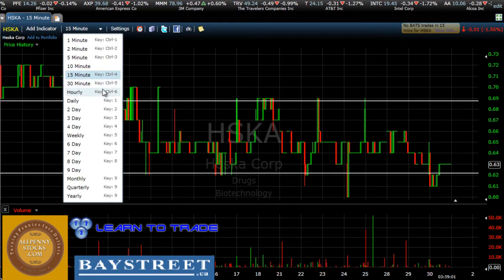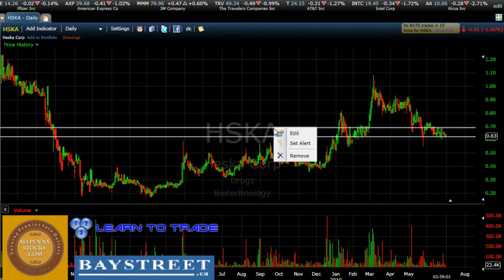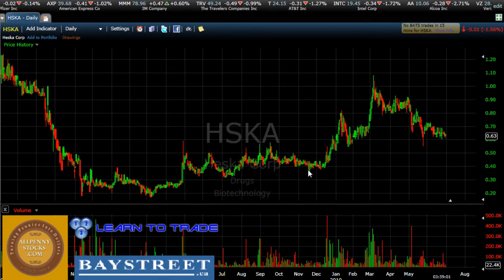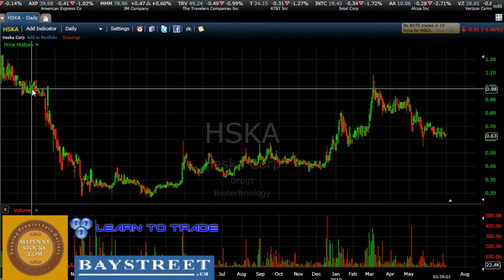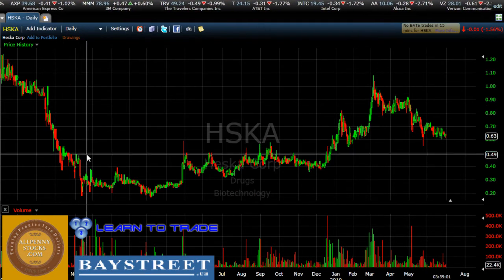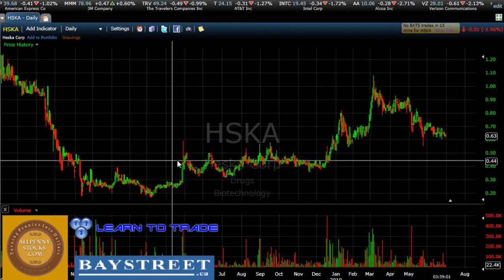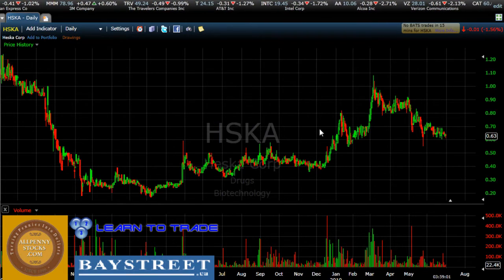Let's zoom out to the daily chart now and get a feel for where the stock has been over a little bit longer time period. We can see that basically the stock sold off pretty strongly in 2008, which most stocks did do, and more recently has been climbing upward and regaining some ground.